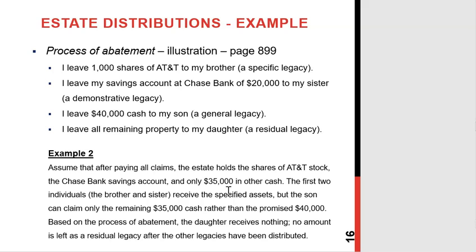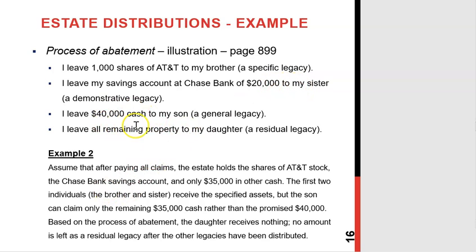Now we will see the same example, but after paying all claims, the estate might have a different amount of property. For example, the estate does have the AT&T stocks. The Chase Bank savings account is also there, but the other cash is only 35,000. Then how will it be distributed? So the specific legacy will be made because there are the AT&T stocks that will be paid to the brother, and the Chase Bank account also has 20,000 that will be paid to the sister.